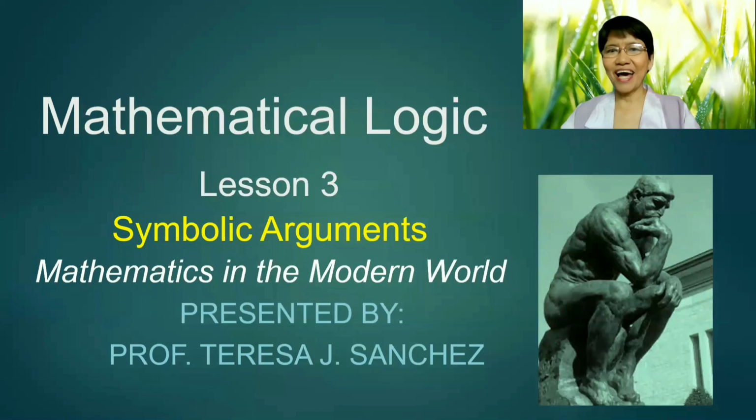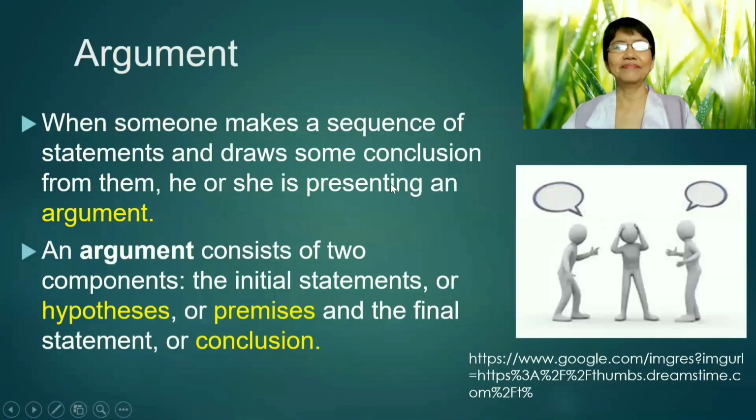Welcome to Mathematics Alive. Our lesson for today is Mathematical Logic, Lesson 3, Symbolic Arguments. When someone makes a sequence of statements and draws some conclusion from them, he or she is presenting an argument. An argument consists of two components, the initial statements or the hypothesis or premises, and the final statement or the conclusion.